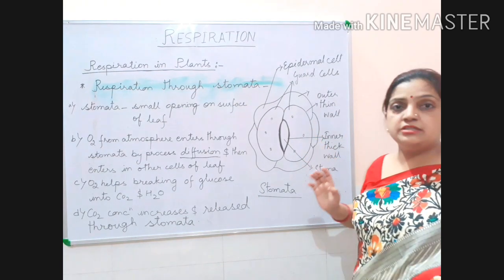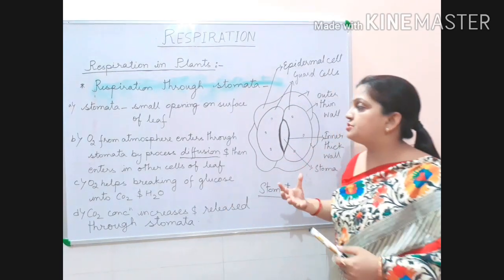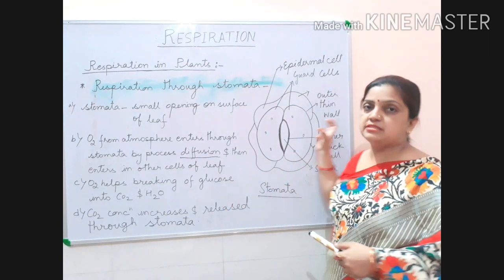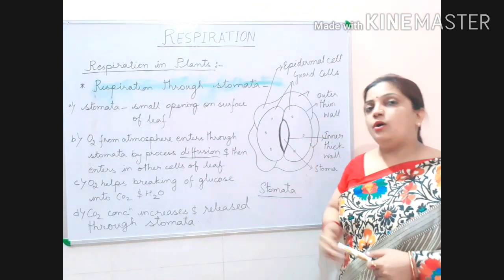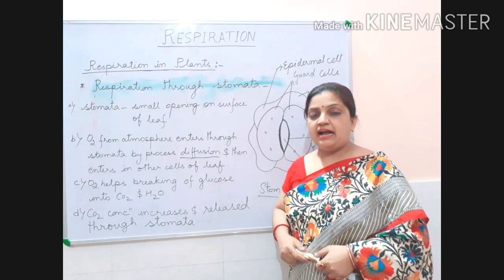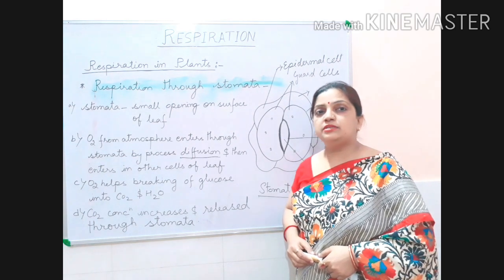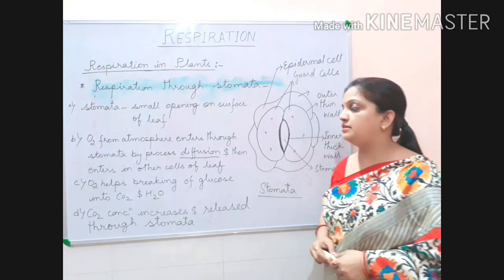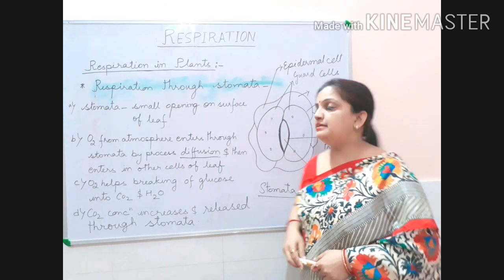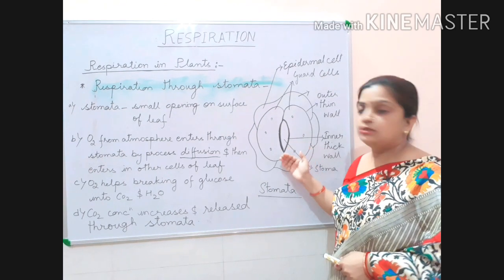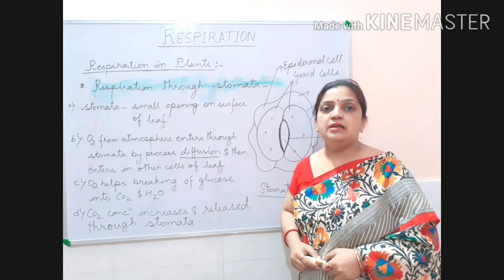I hope you have understood that through the stomata, oxygen from the atmosphere enters inside the plant cells by the diffusion process, where inside the cells oxidation of glucose takes place. As a result, carbon dioxide and water are produced, and these are eliminated as waste products. Through the stomata, again by the diffusion process, CO2 is released into the atmosphere.